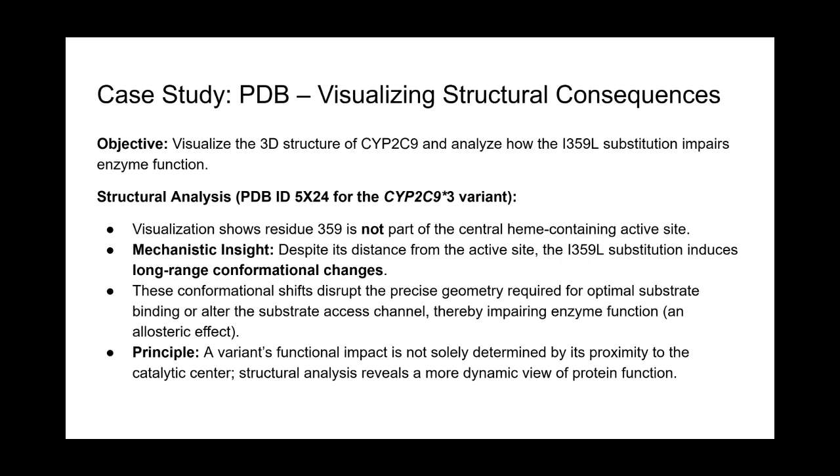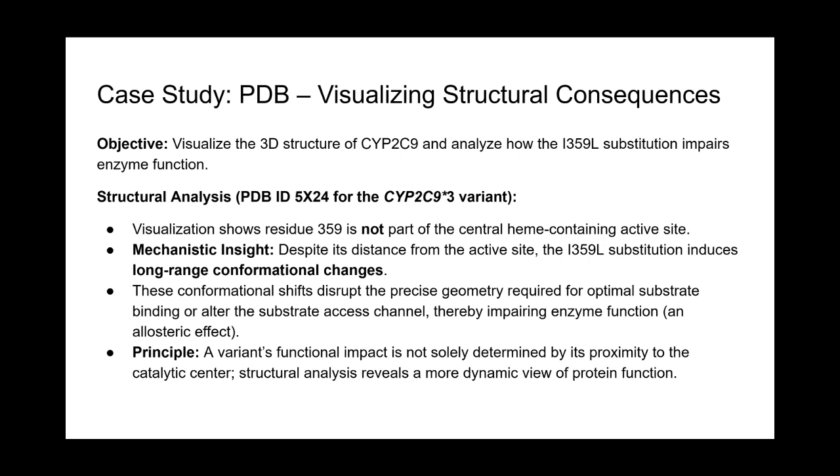The Protein Data Bank, PDB, is the single global archive for experimentally determined three-dimensional, 3D, structures of biological macromolecules. Visualizing the protein structure allows for a mechanistic understanding of how a variant might alter its function. In this case, we must use the PDB to visualize the 3D structure of CYP2C9, locate the position of the I359L substitution, and hypothesize how this change impairs enzyme function.